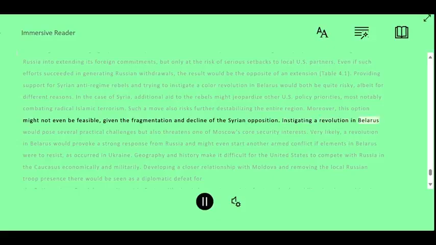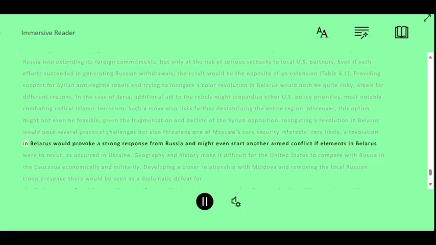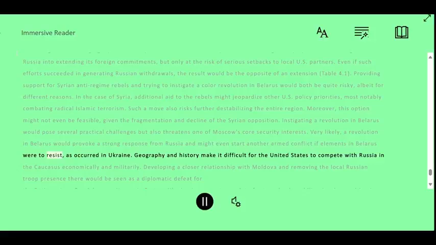Instigating a revolution in Belarus would pose several practical challenges, but also threatens one of Moscow's core security interests. Very likely, a revolution in Belarus would provoke a strong response from Russia and might even start another armed conflict if elements in Belarus were to resist, as occurred in Ukraine.